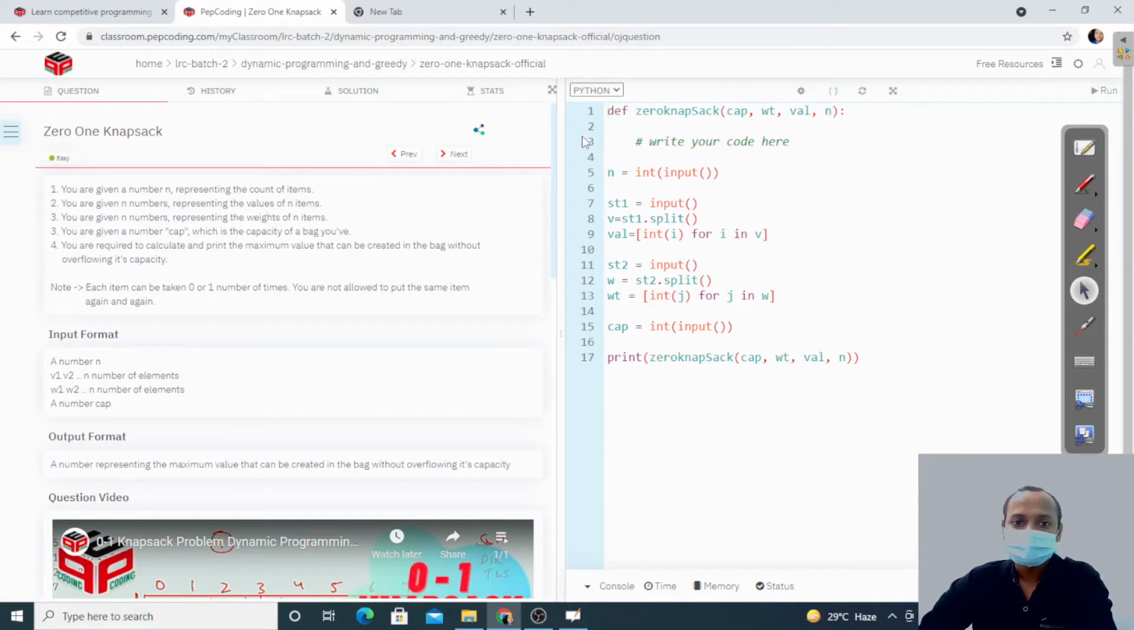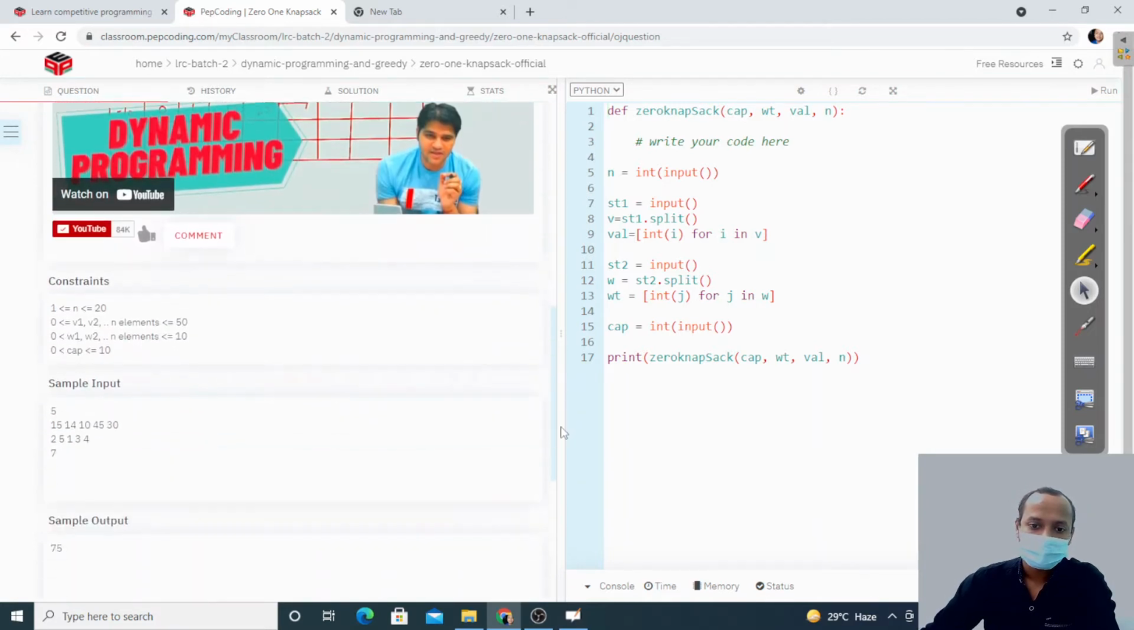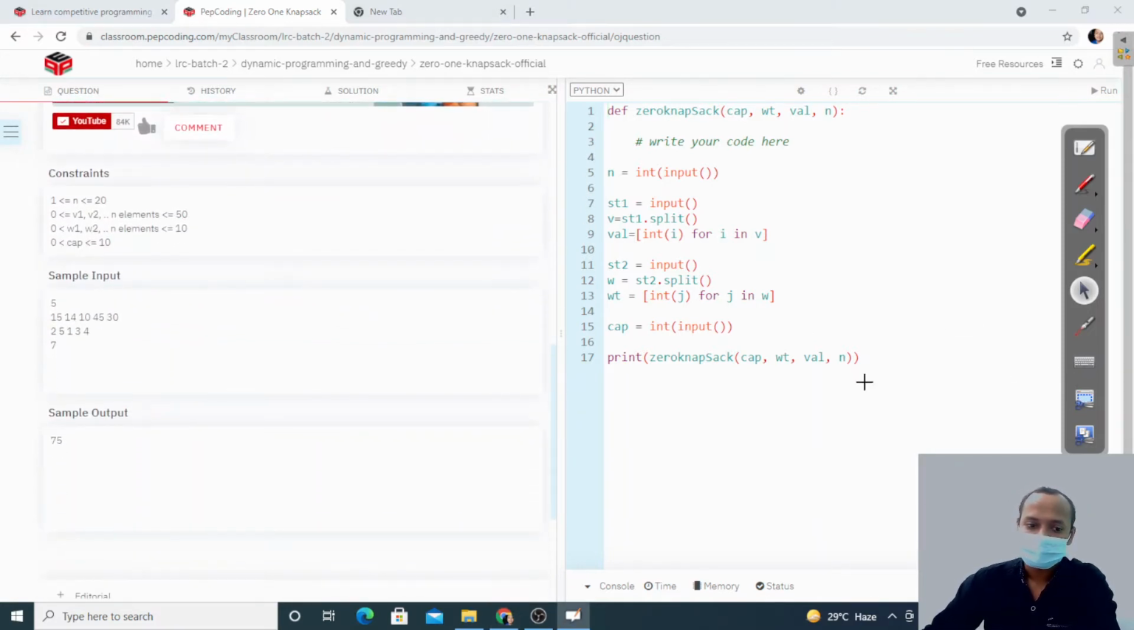So in this question, we are discussing 0-1 knapsack. Okay, so let's discuss the question. Alright, so I am taking this input in our open board.